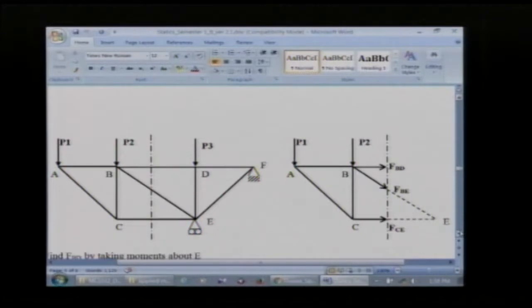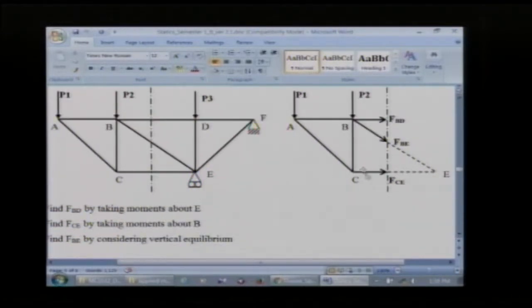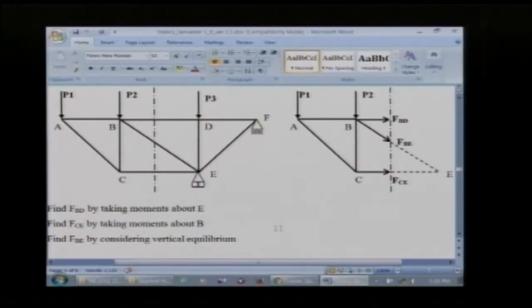Right. So what do we do? We can take the FBD by taking moments about E. Yeah, that's why we need that point. We take moments about E. The moment we take moments about E, moment due to this one and moment due to this one will vanish, because they pass through E, right? So the moment due to FBD is FBD times that distance. That is in the clockwise direction, that is balanced by P2 into that distance plus P1 into that distance. We can immediately find FBD, right?